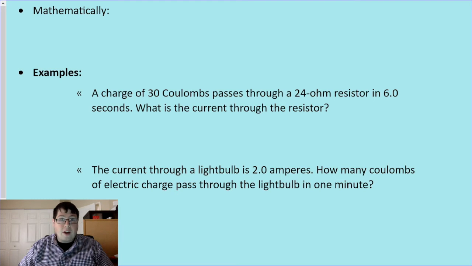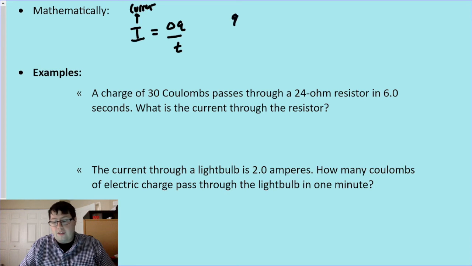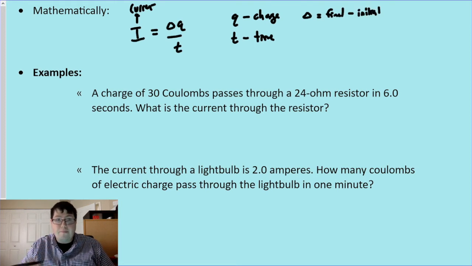Here, I want to talk about it mathematically first. So mathematically, current, which we represent using the letter I, we're going to say is equal to the change in Q divided by time. Now we've already seen Q before. Q is charge, and T is our time. And don't forget, change or delta always means final minus initial. So it'd be our final charge minus our initial charge divided by the time.